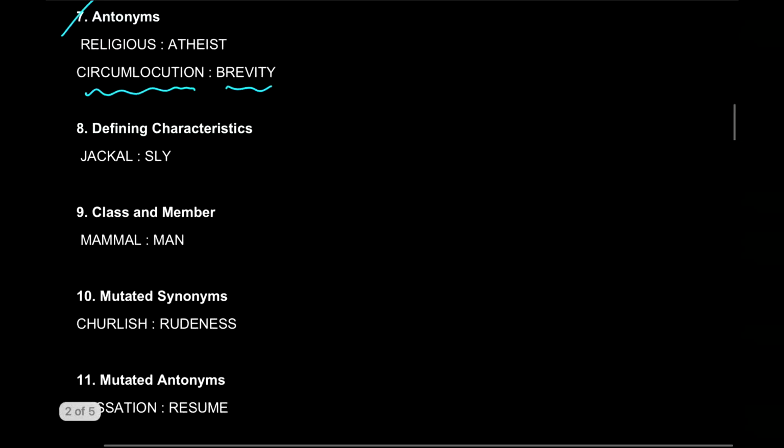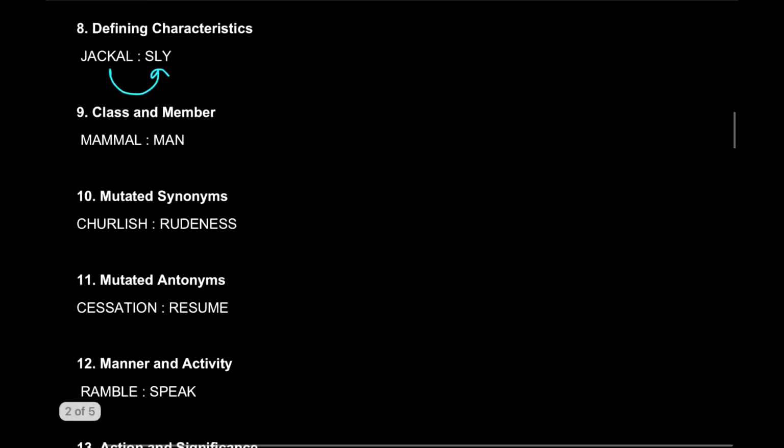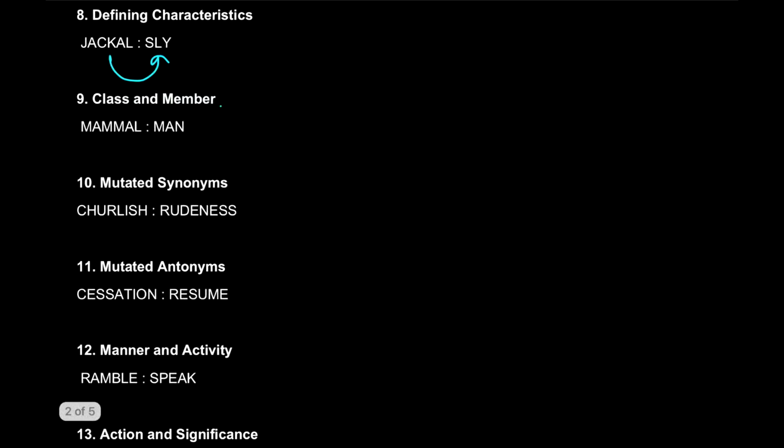Now the eighth relation is defining the characters. Like we generally call jackal as having a sly character. थोड़ा slyish होते हैं, वो थोड़ा clever होते हैं, चालाक होते हैं. Similarly, if we go to the ninth category, which is class and member, well, we all know that man is a mammal or man comes under the class of mammal. So this can again be one of the relations.